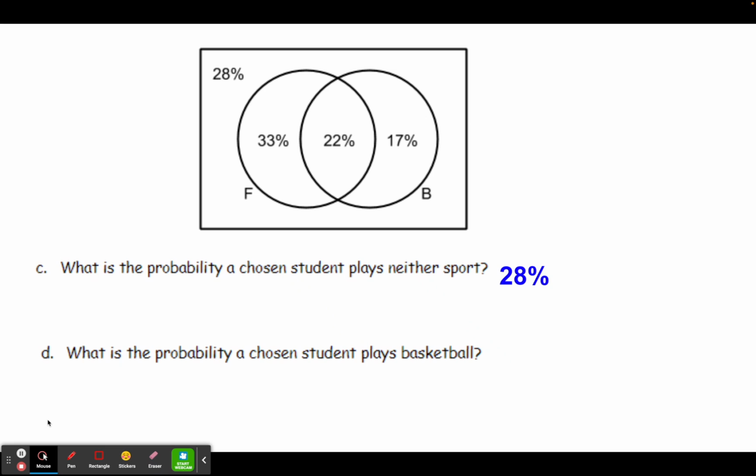And then part D says, what's the probability that a chosen student plays basketball? Here you have to be a little bit careful because it doesn't say, but not football. So playing basketball means it could be anybody inside this entire circle. So students that just play basketball and students that play basketball and football. So we need to add the 22 plus the 17 together, which gives us a total of 39%.